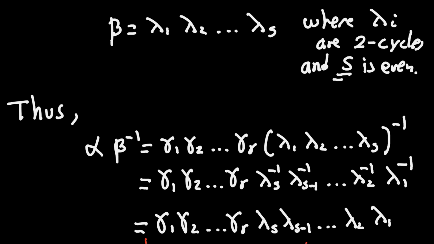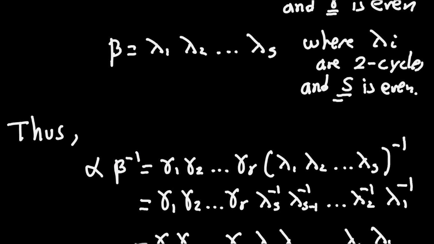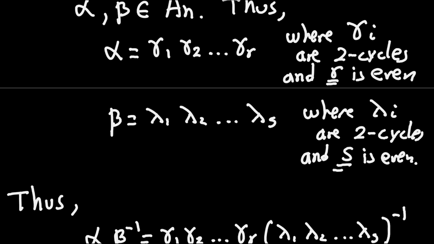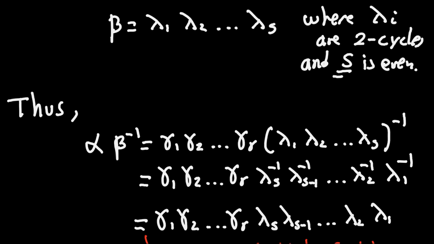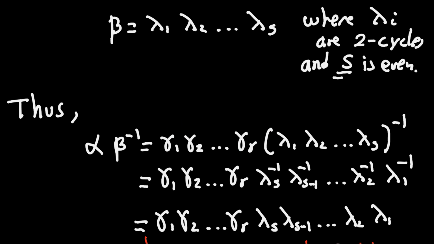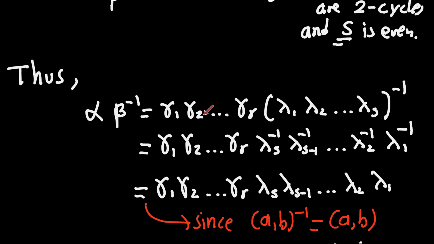So let's look at what this is. What is alpha composed with beta inverse? Now alpha is right here, so I'm going to replace it by the gammas, and beta I'm going to replace by the lambdas. So this is the gammas here, and this is the lambdas. So the gammas of course stay the same here. Now remember, when you take the inverse of a composition of functions, it reverses the order. So lambda s is the last now, lambda s inverse will be the first one, and so on. So when you take the inverse, it always reverses the order of the operations here. So it's lambda s inverse, lambda s minus 1 inverse, and so on until lambda 1 inverse, which is the last one.